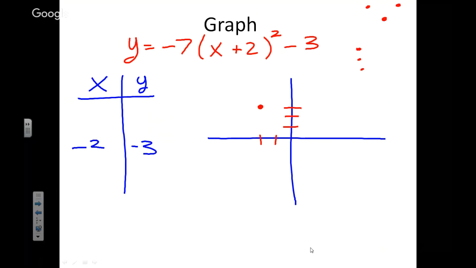So I need points on either side of the vertex. What do I mean by that? Give me a point on either side.